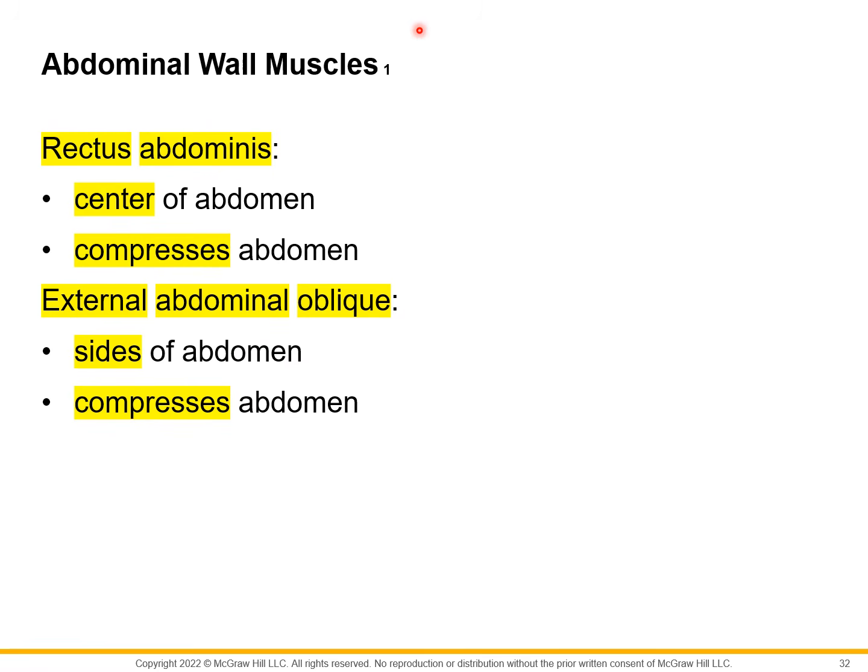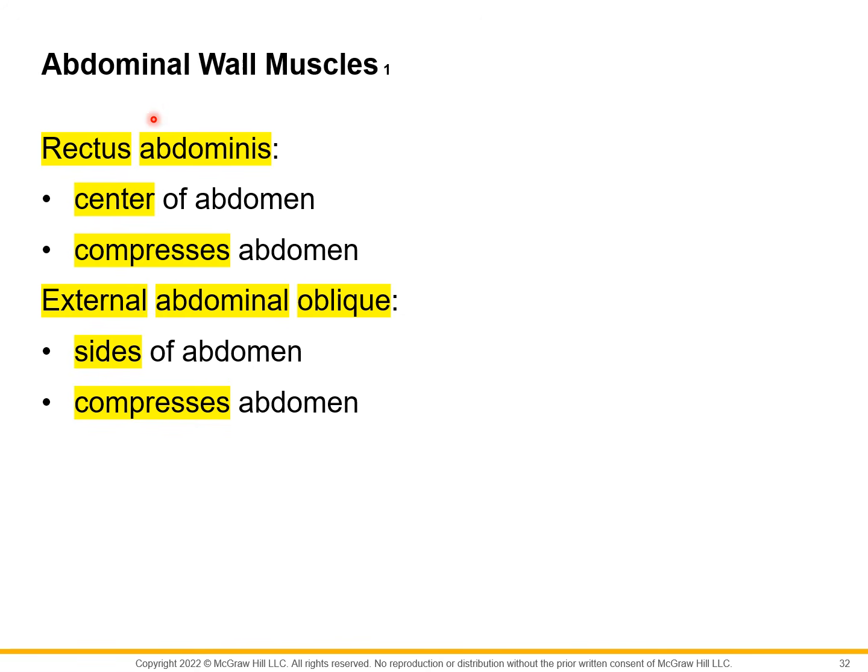Next, we're done with the head and face. We're done with the thoracic muscles. Let's now proceed to the abdominal wall muscles. So dito naman po, ang mga kailangan nating tandaan is kung nasan sila located and kung ano yung ginagawa nila.